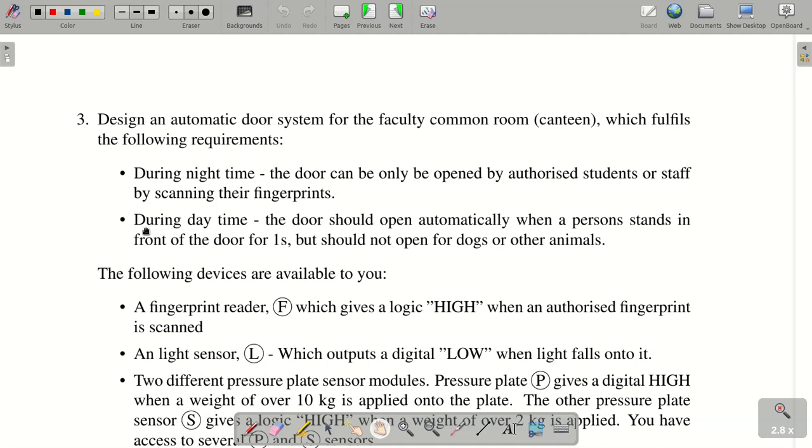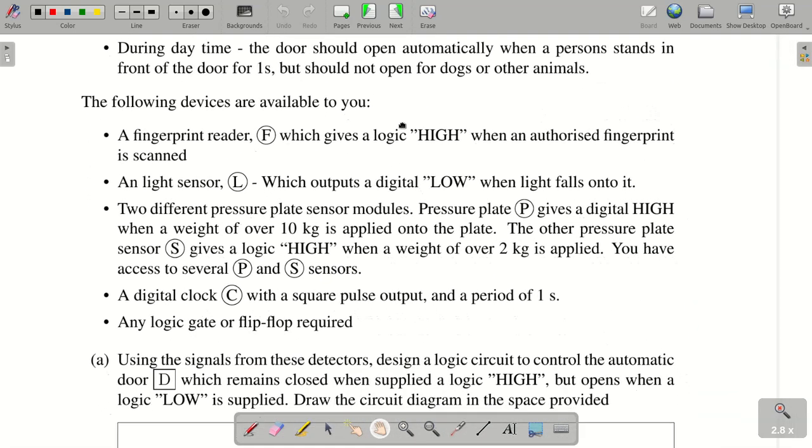Okay. The second criteria or second condition, during the daytime, the door should open automatically when a person stands in front of the door for 1 second, but should not open for dogs or other animals. Okay, so hope that is clear. During the daytime, if a person goes and stands in front of the door for 1 second, it should open, but it should not open if a dog or other animal stands in front of the door, no matter how long. Okay, so you're given the conditions, and then you're also given the following information.